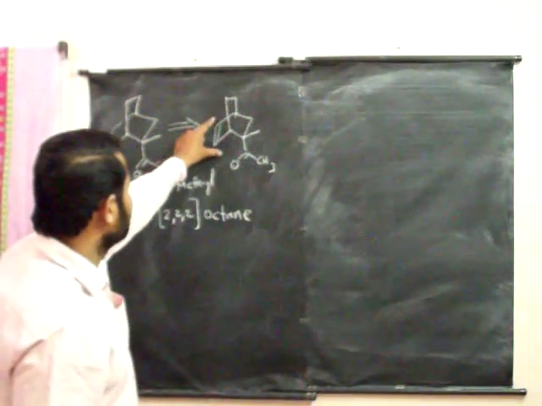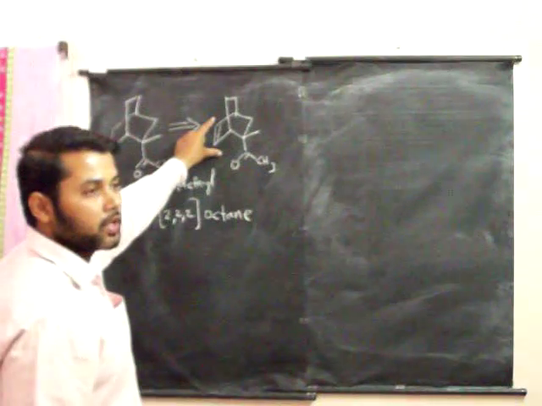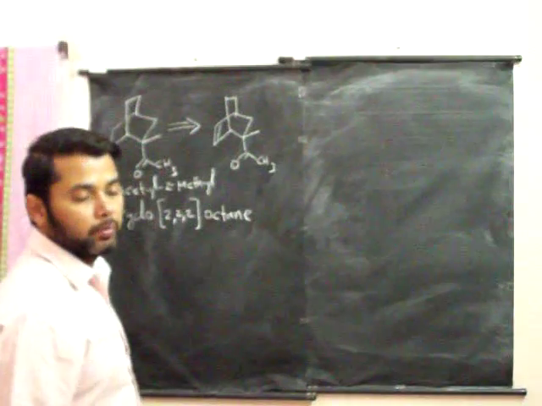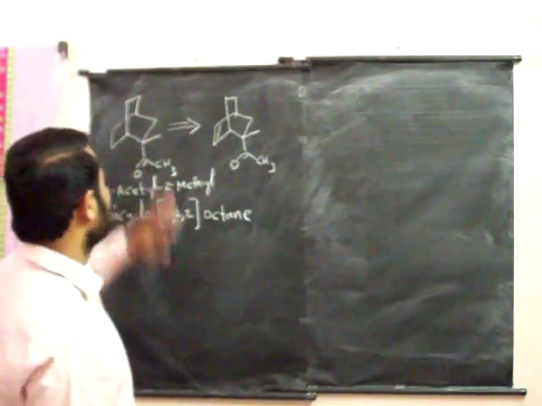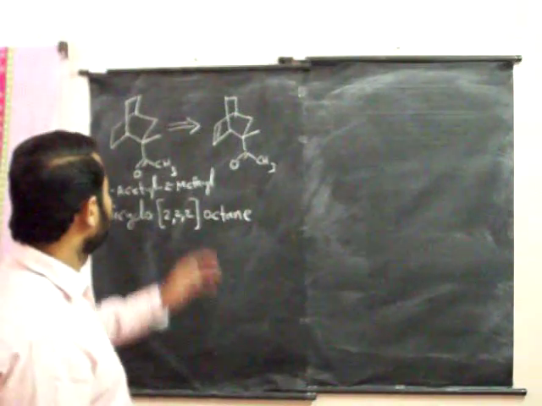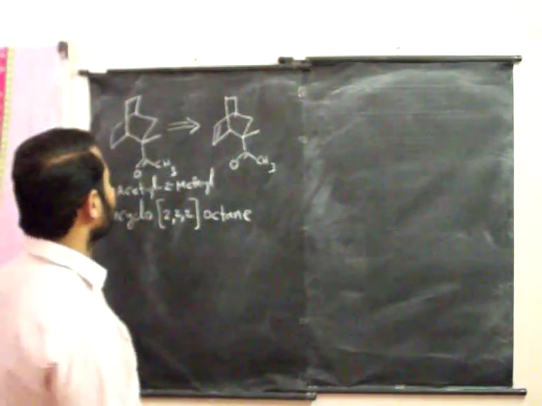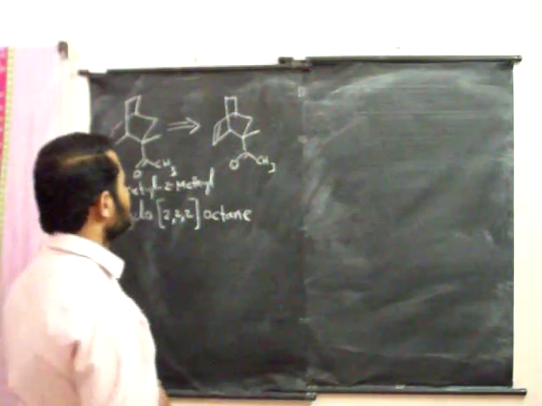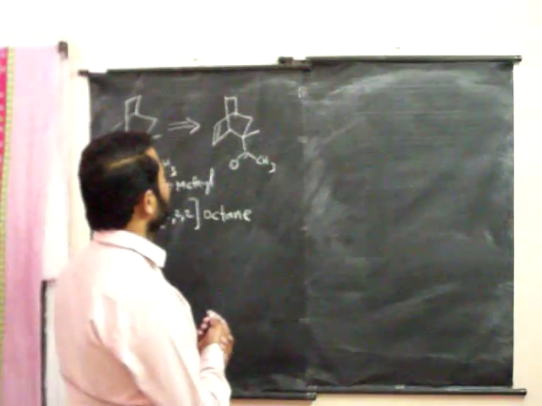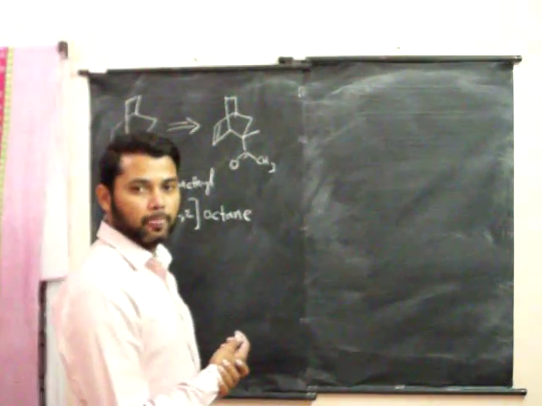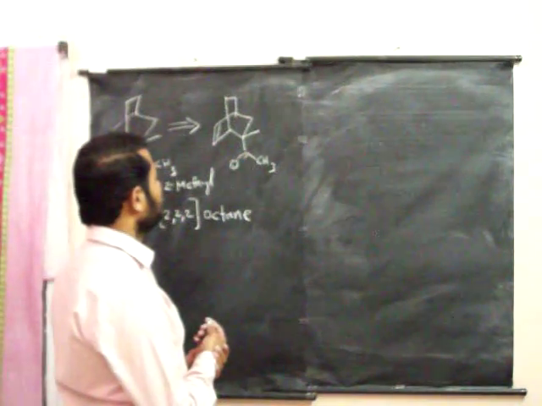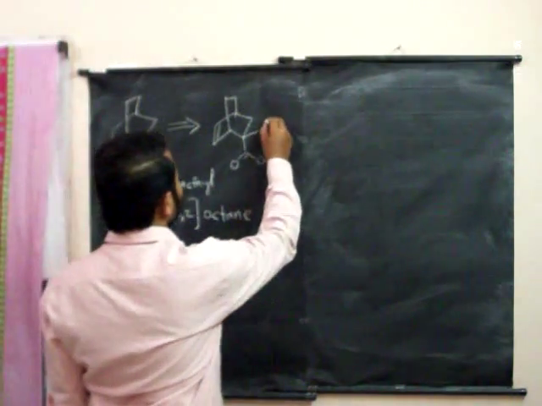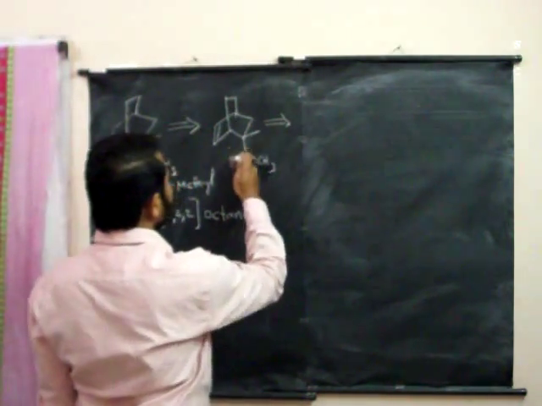Here, if we have this double bonded, unsaturated compound, then we can easily reduce this double bond with palladium over carbon and we can get this compound. So this is okay. Now how to synthesize this compound? So we can think of the Diels-Alder reaction. Before that we have to simplify this group.